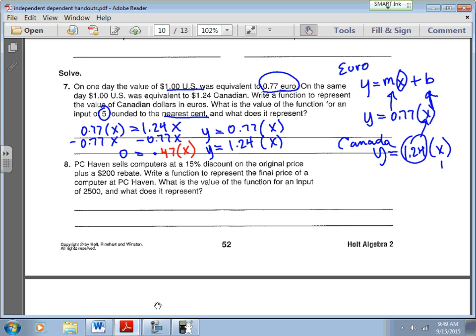All right, so now it says, what is the value of the function for an input of 5? So we got that value. Now, do you understand why we set them equal to each other? Because they were both related to the US dollar. And there's a value of 0.47 that we got. When it's multiplied, we're losing money. So when you input the 5, you take that number away from the 5 so that you can see what you actually have now in Europe.